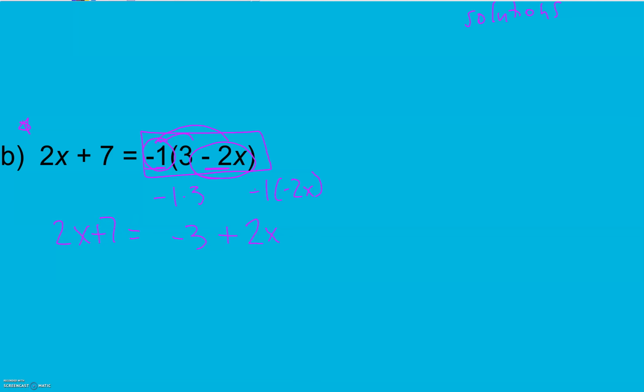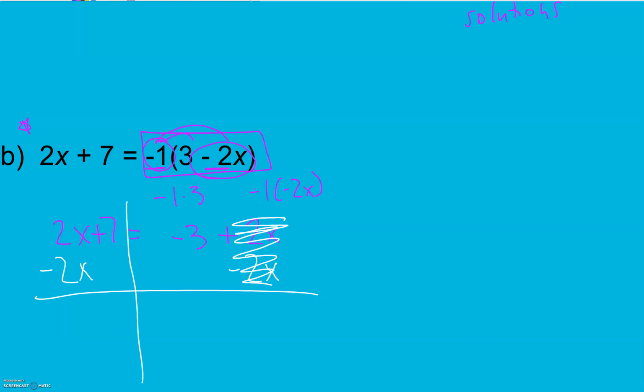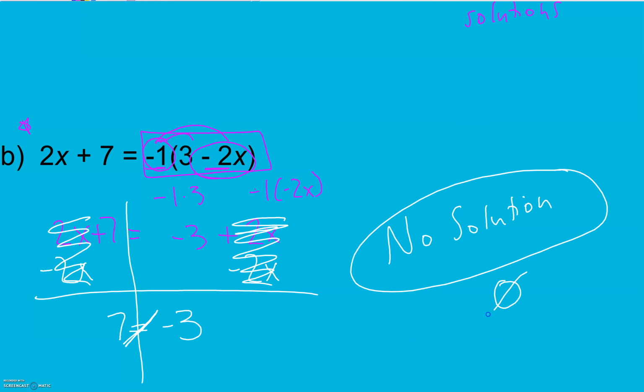Now that both expressions are completely simplified, I can move from one side to the other. Subtract 2 to get my x's to be 0 on the right side or the left side. 2 minus 2 is 0, and 2 minus 2 is 0. All I have left now is 7 equals negative 3, which is not true. 7 does not equal negative 3. So here, our answer is no solution, or you can use your symbol there for empty set or null set.